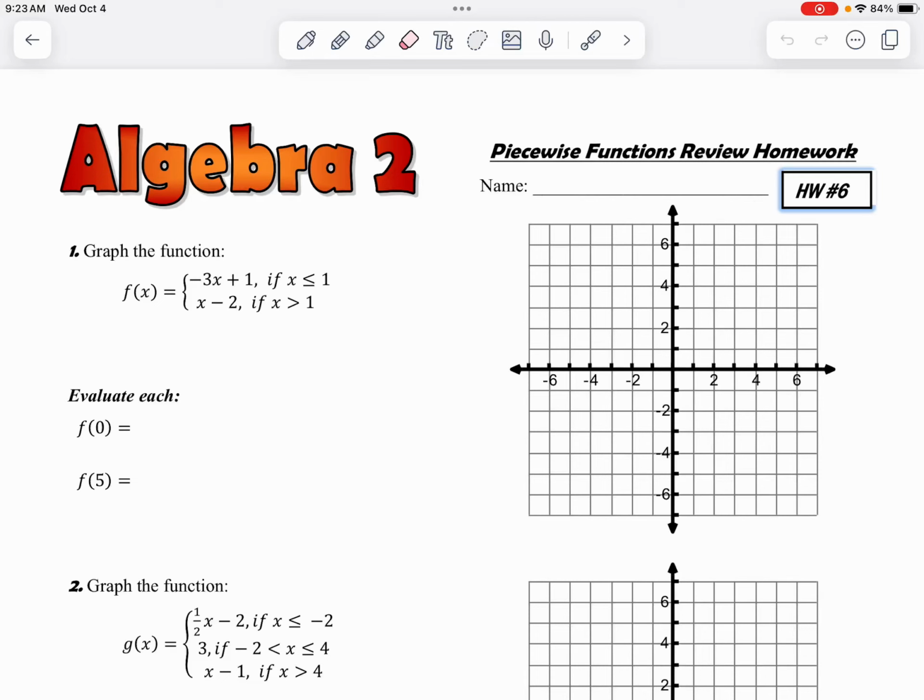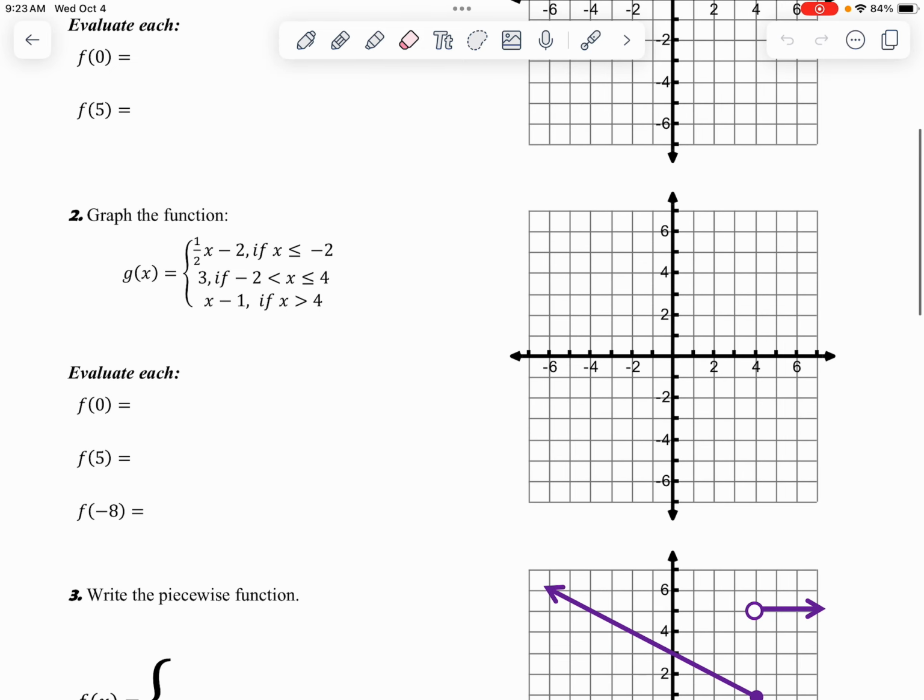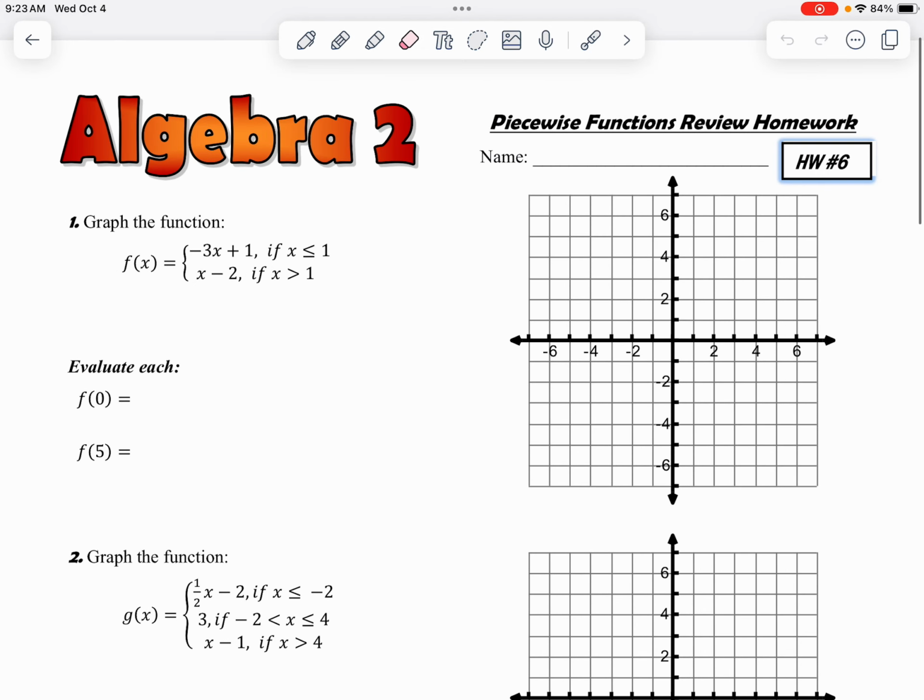Okay, I'm going to go through in detail how to graph a piecewise function, evaluate a piecewise function, and write a piecewise function. So I'm going to go over homework number 6 in detail, and hopefully this will help people who are having any difficulties with these. So the first one, you can see that there's 2 equations, there's 2 pieces.